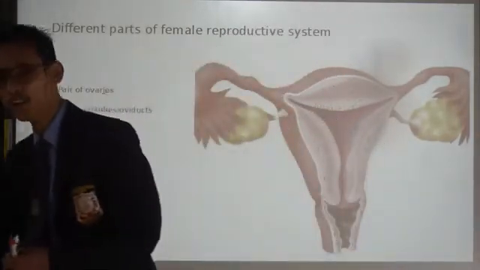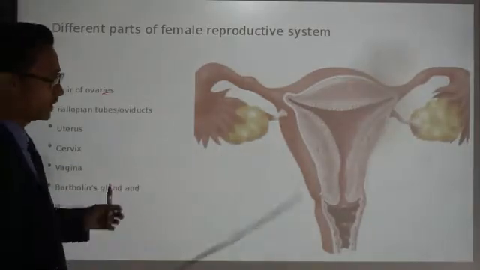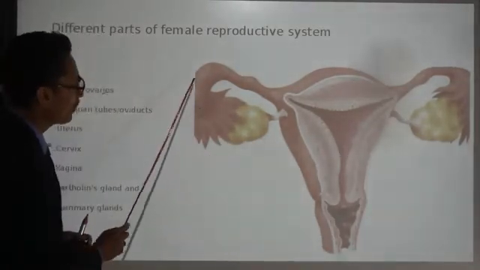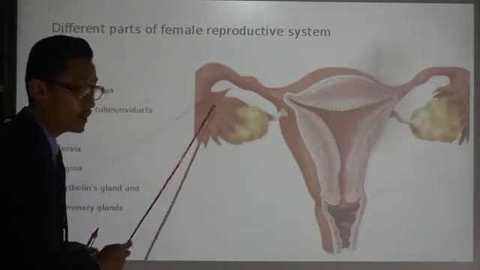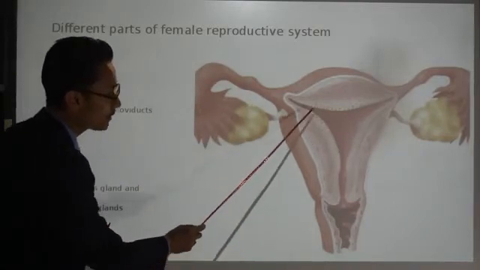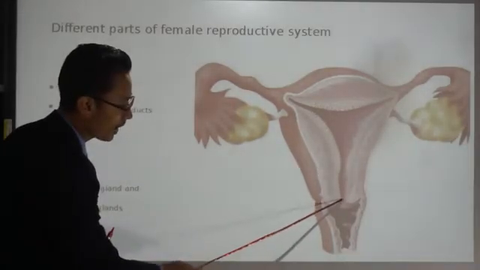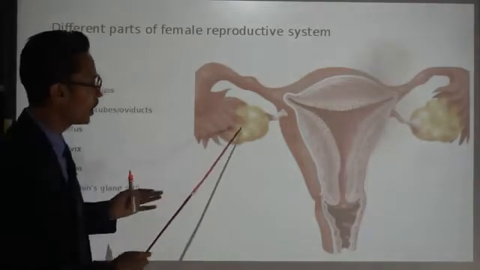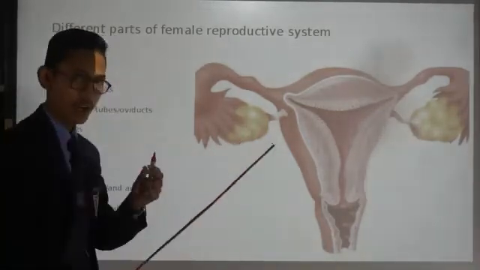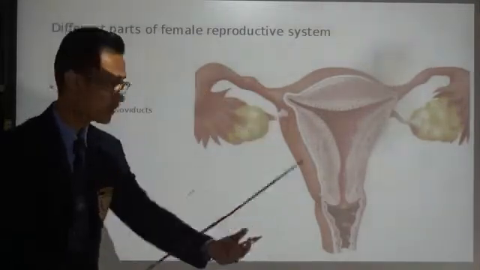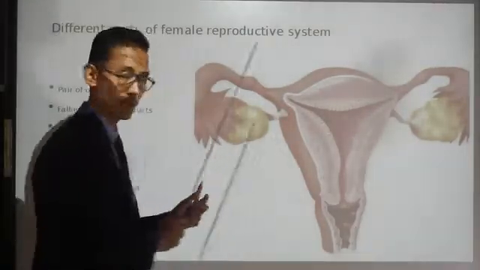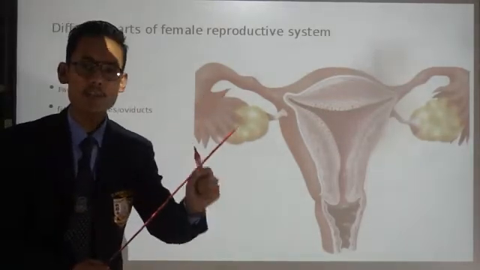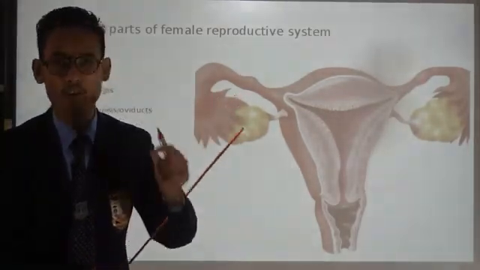So let's look into the figure over here. You can see the pair of ovaries. This one is the oviduct or the fallopian tube, the uterus part, the cervical part and the vagina. Clear? Now look at the ovary, the yellow colored structure over here. We'll go into detail afterwards. This ovary is a small almond-shaped organ.